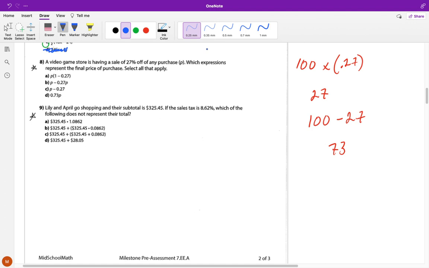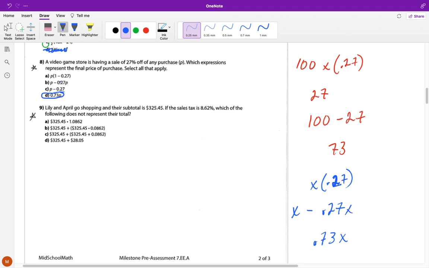So in this scenario, though, we didn't know what the cost of this video game was. So it could be represented by x. One way that we can do this is x times 0.27. And then we can take that 0.27x and subtract it from the original amount to get 0.73x. So we can then go back to here and say, okay, well, 0.73p, that matches it. So I know that one works.